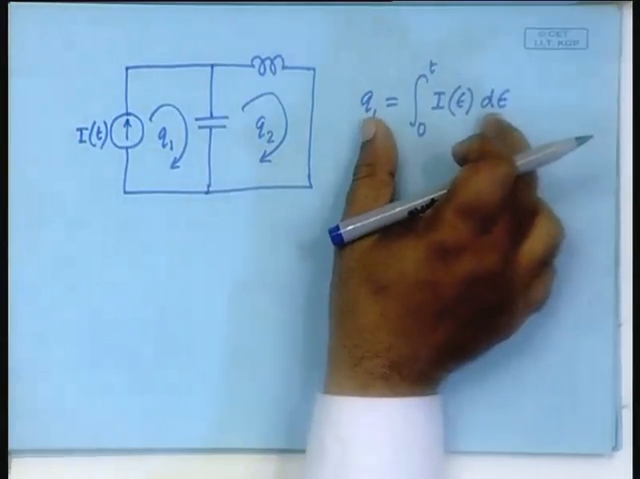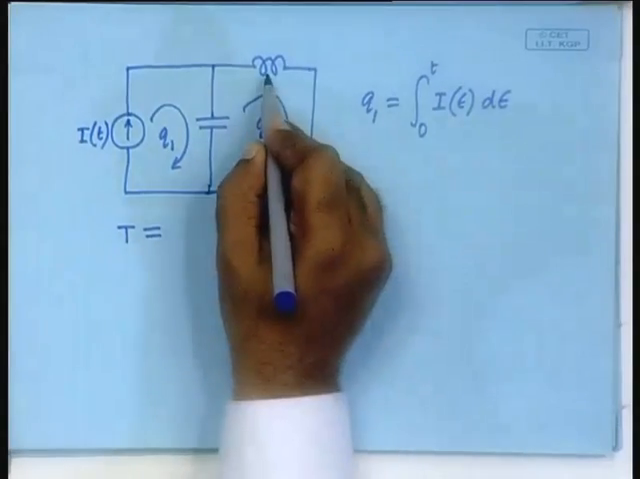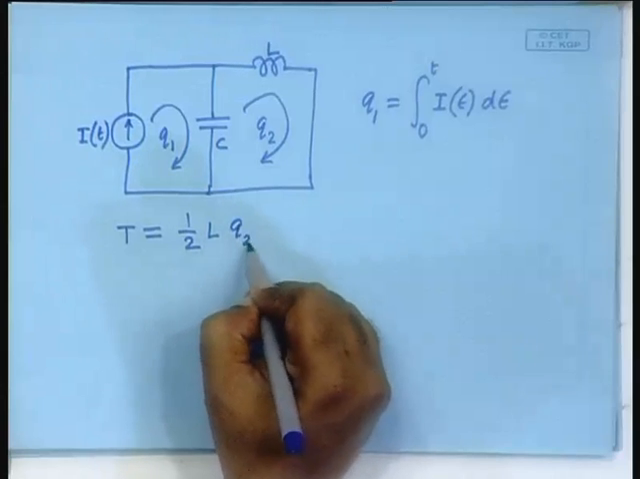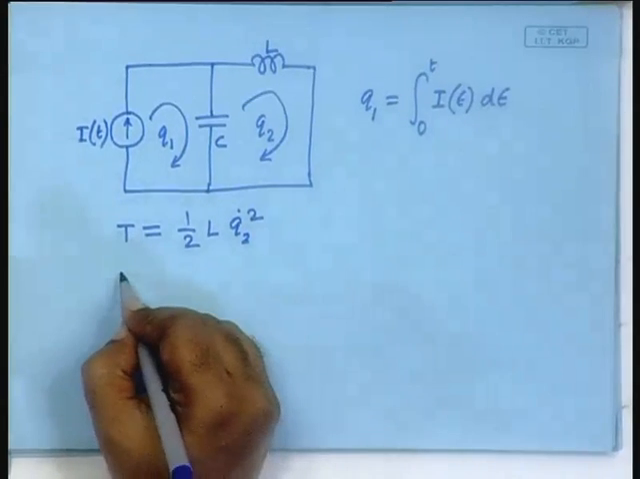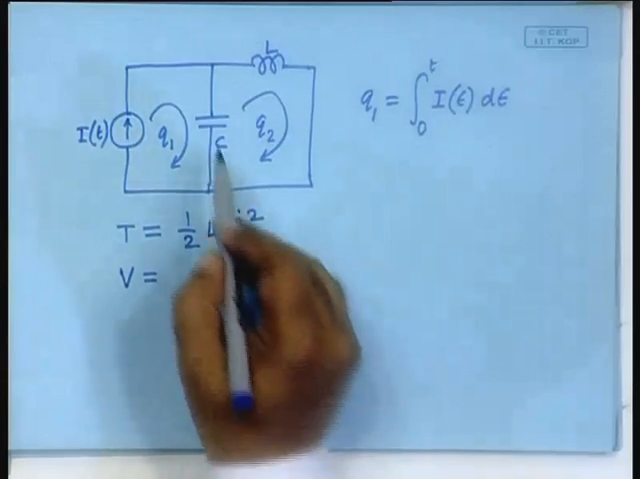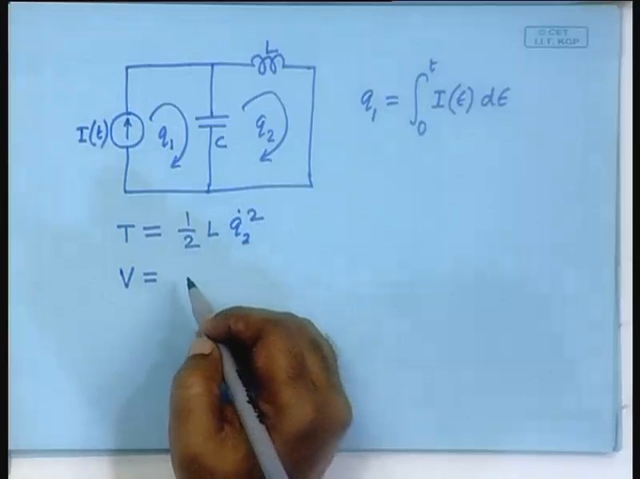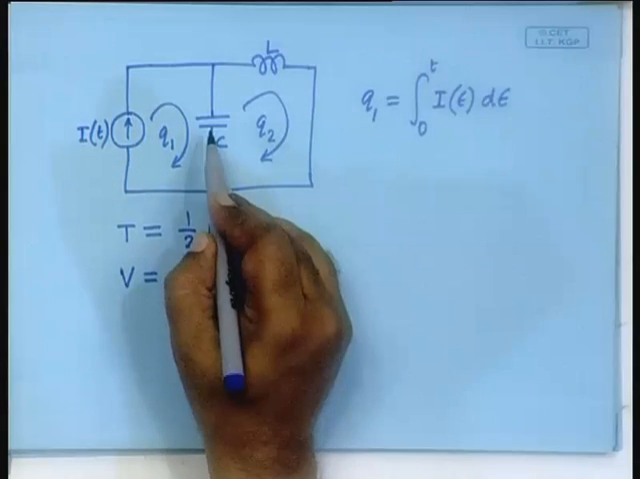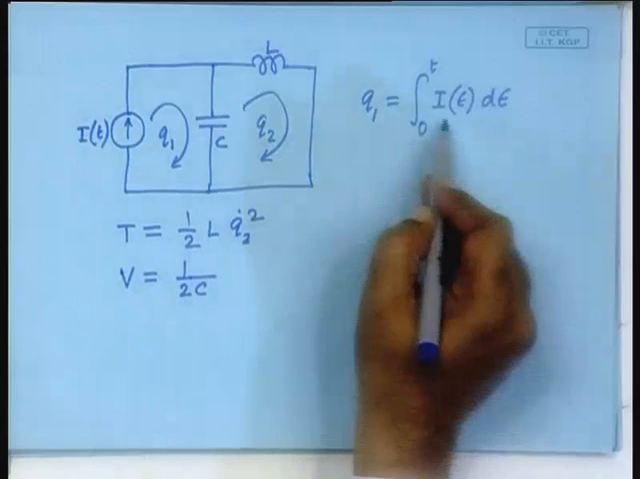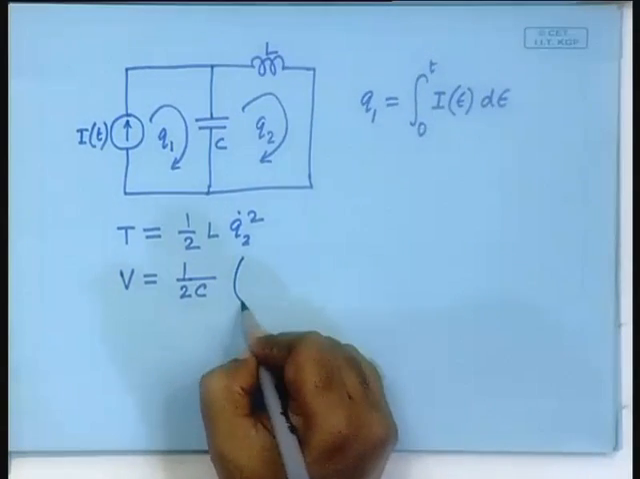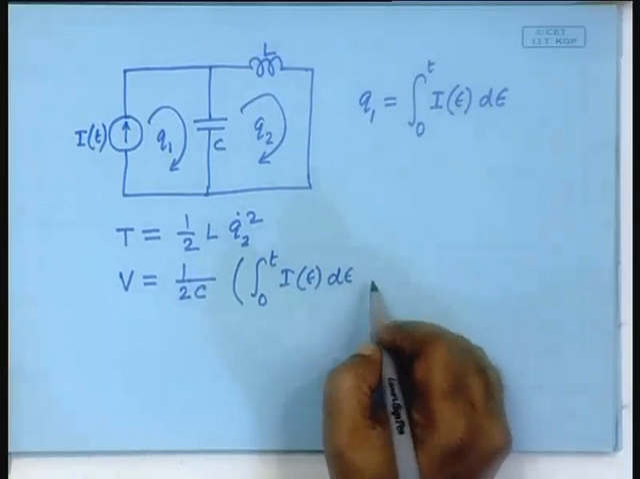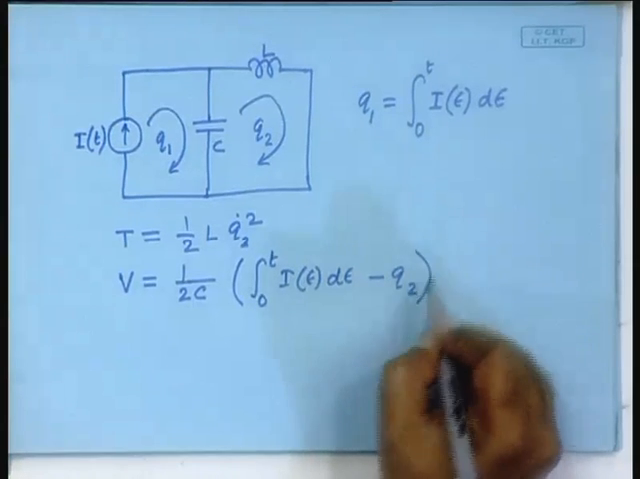Now, once we have defined this, the rest becomes exactly the same. Why? Because in that case we will write the kinetic energy here as half L Q2 dot square, no problem about it. We will write the potential energy stored here. It is, wait a minute, 1 by twice C, but now the charge here is Q1 minus Q2 and Q1 is this fellow. So, we will write this whole thing, the integral from 0 to t of I of epsilon d epsilon minus Q2, this whole thing square.